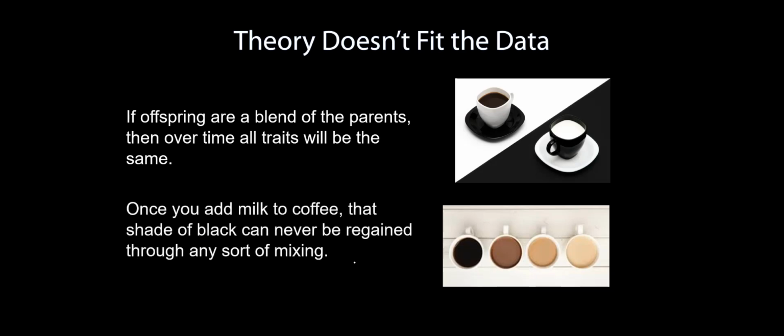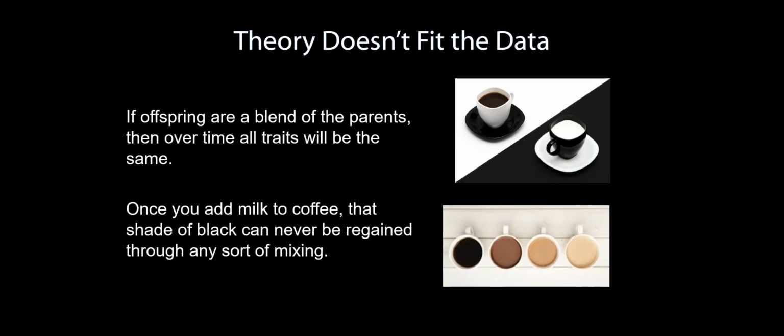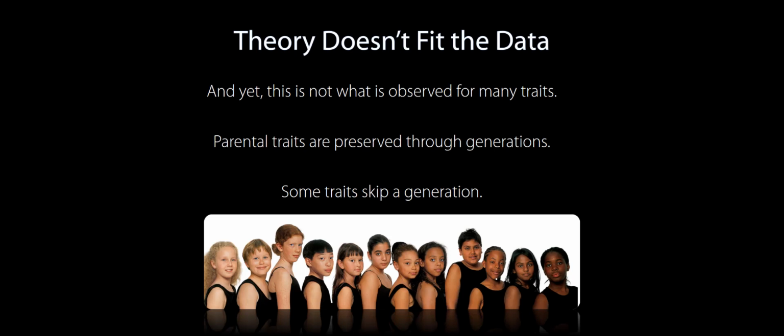Okay, so for example, if you take some really black coffee and some really white milk and you mix them together, you get varying shades of beige. Now imagine trying to mix these beiges together to restore and get the black. You can't, right? And so that was the biggest fallacy of the blending theory. Okay, so as we said, this isn't what we see for many traits.